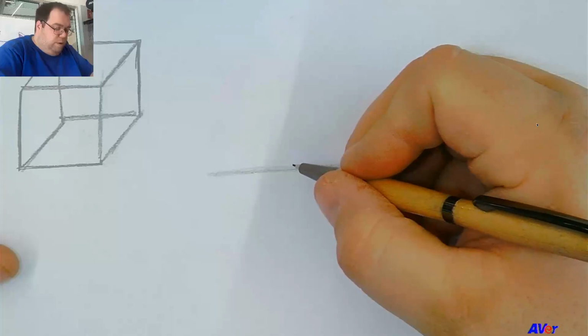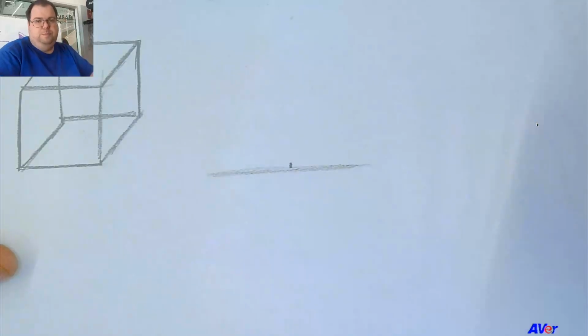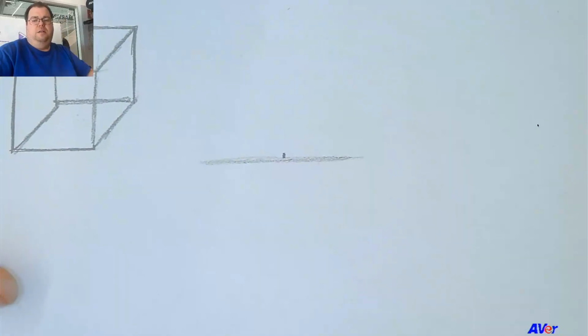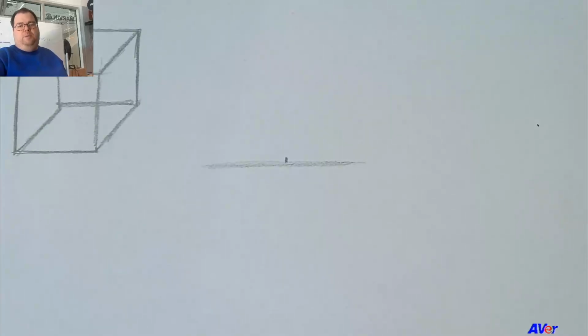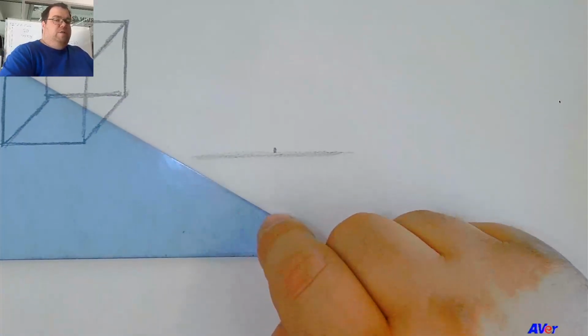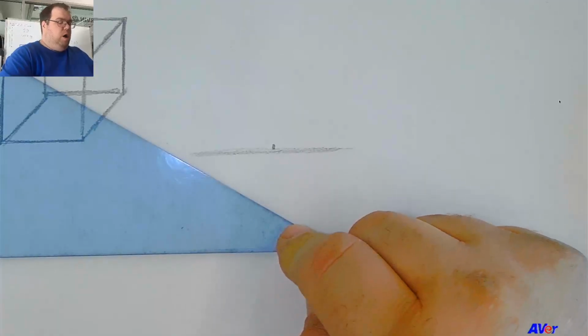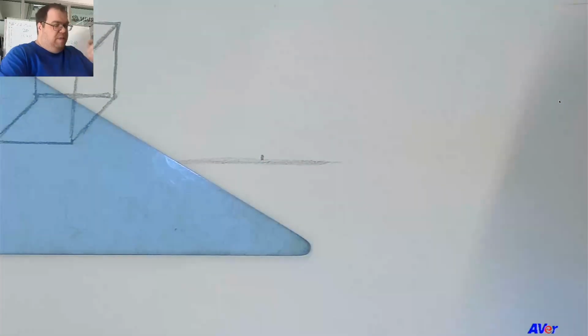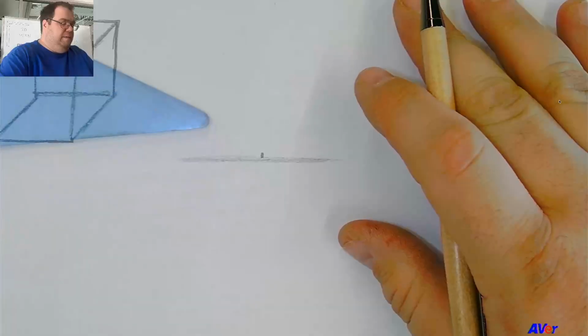And then I'm going to, in the center, put a dot. Let's get you guys to that point, and then we'll move on after that. So like I said, we aren't going to use this to actually draw our angles, although we could. That's not the point of this particular lesson.